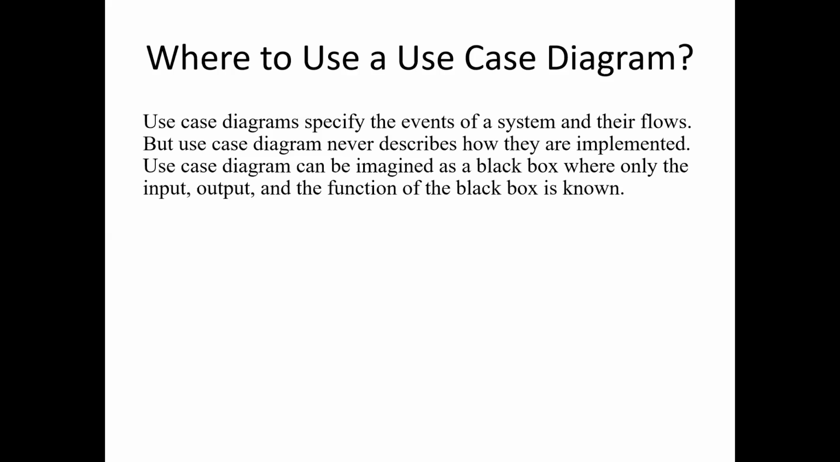Use case diagrams specify the events of a system and their flow, but a use case diagram never describes how they are implemented. A use case diagram can be imagined as a black box where only the input, output, and the function of the black box are known. These diagrams are used at a very high level of design. This high-level design is refined again and again to get the complete and particular picture of the system.